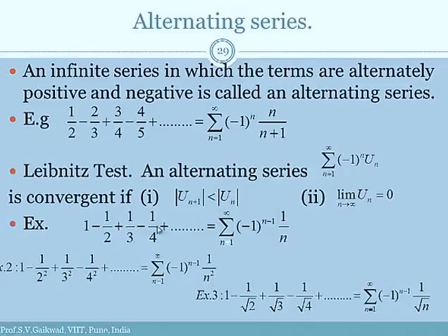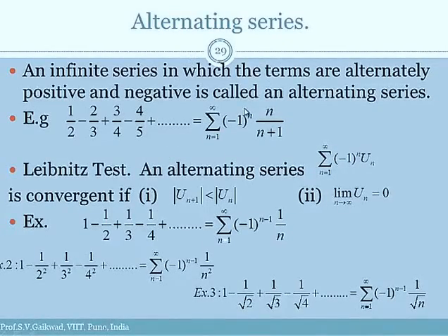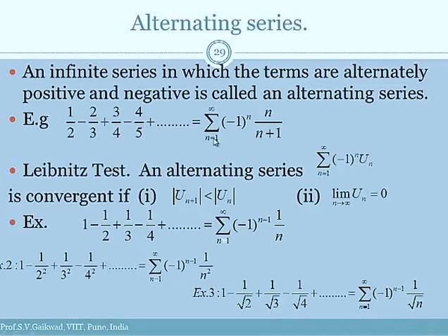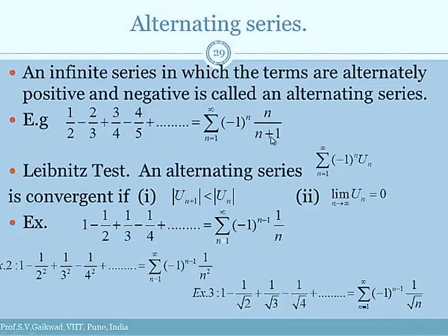Now we are going to study alternating series. In an alternating series, the terms are alternately positive and negative. Just like this example, 1 by 2 minus 2 by 3 plus 3 by 4 minus 4 over 5 and so on. The nth term will be minus 1 raised to n into n upon n plus 1.